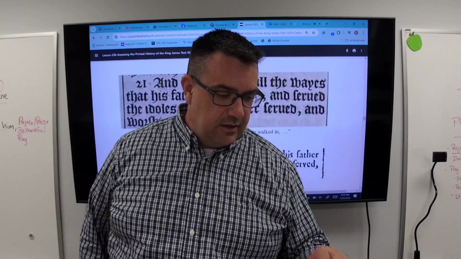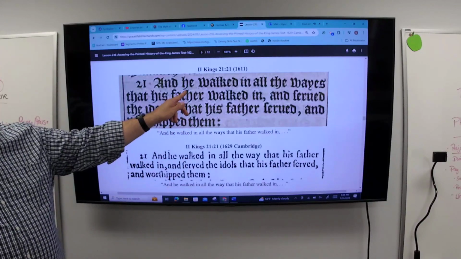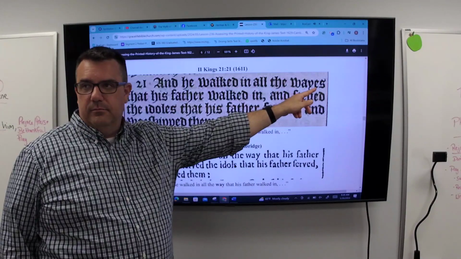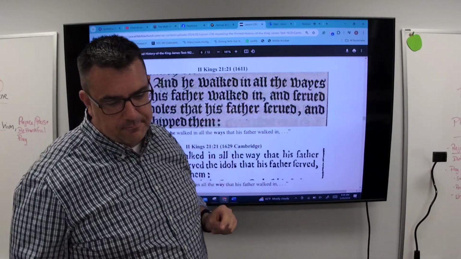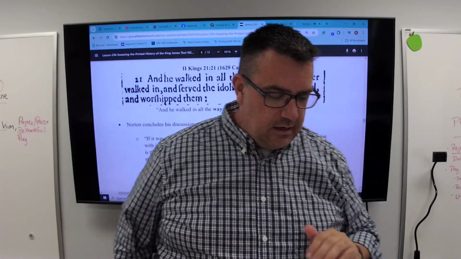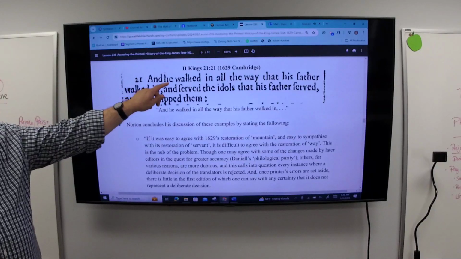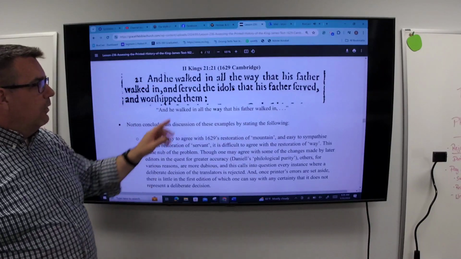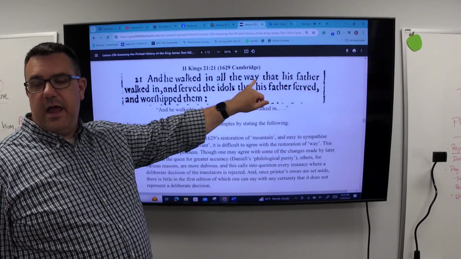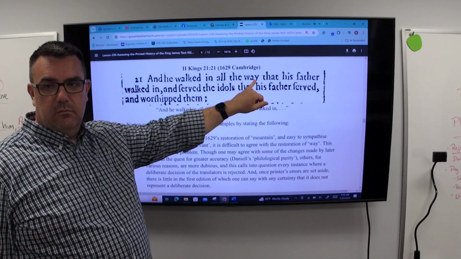Look at the 1611, and you'll notice, do they accept the insertion of he? Yes. And does it read ways, plural, with the S on the end? Yes. Okay? Then we could go to the Cambridge 1629 Cambridge. Do they retain he? Yes. Okay? And what change do they make? They move ways back to singular what? Way. All right?